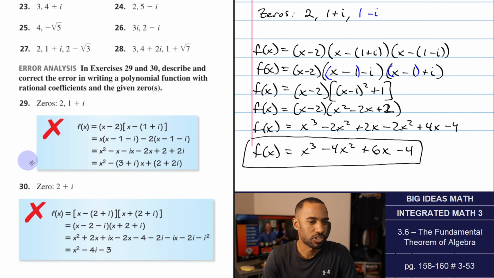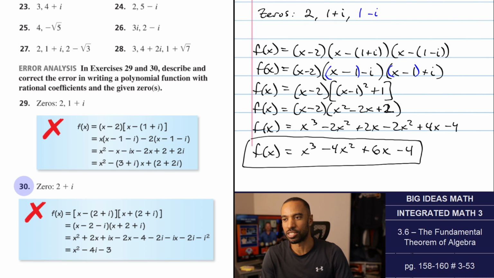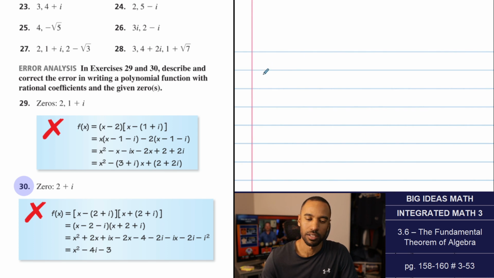Number 30 seems to have the same issue somewhere because they still have i stuff. As you can tell, they have x squared minus 4x plus 3i. Where did they go wrong? Let's find out.